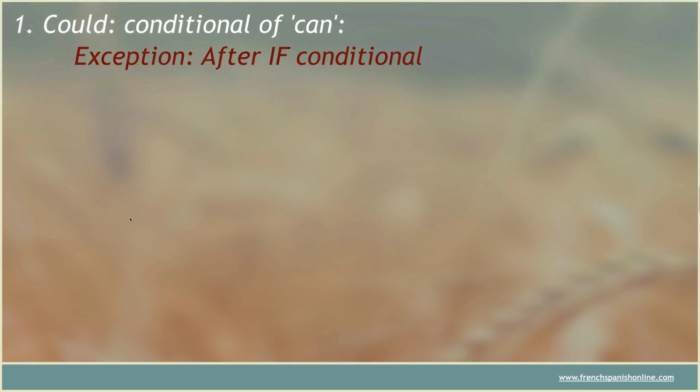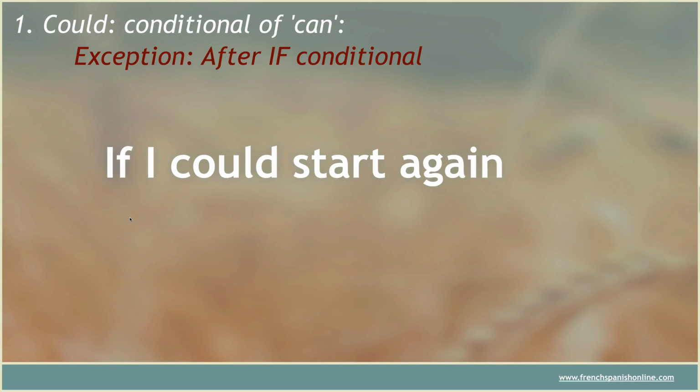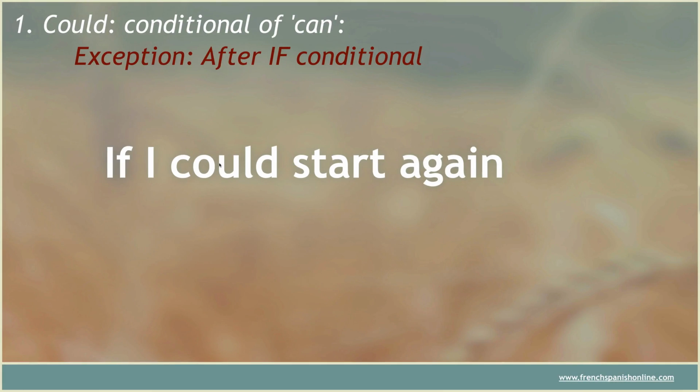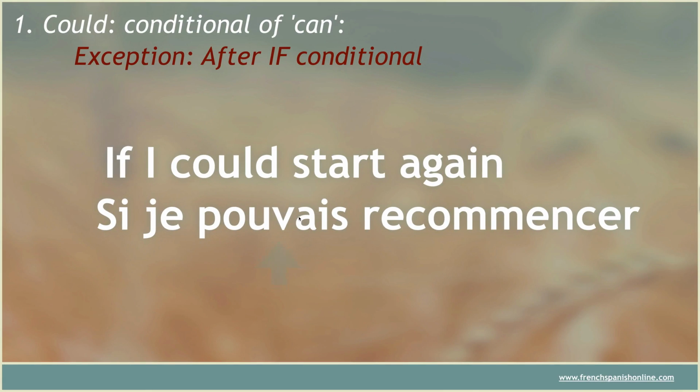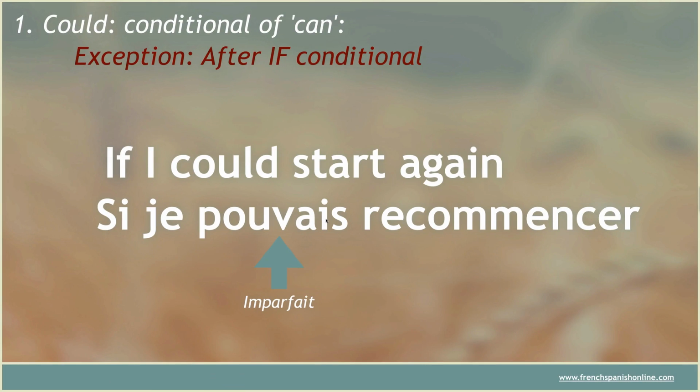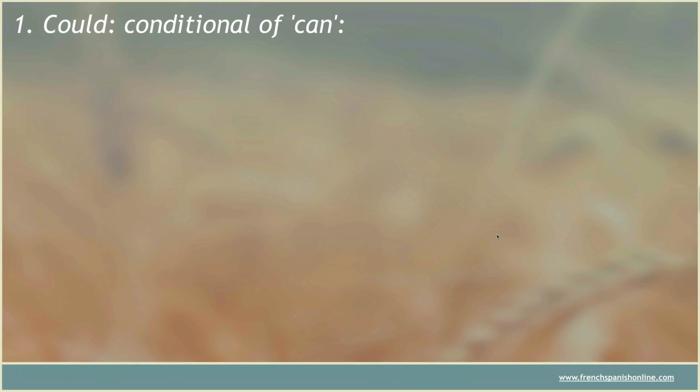There is, of course, an exception. An exception after the word if. If you've got this if conditional in English, well, in French, you're not going to use the conditional mood after it. If I could start again, yes, of course, here we've got if, and you've got the conditional mood in English. But in French, no. Si je pouvais recommencer. As you can see here, we've got pouvais, and pouvais is the imperfect. The imperfect tense is not the conditional this time. So after if in French, after si, we don't use the conditional mood but the imperfect instead. And you can see that the translation of start again is recommencer in French, to restart. Recommencer. Okay?